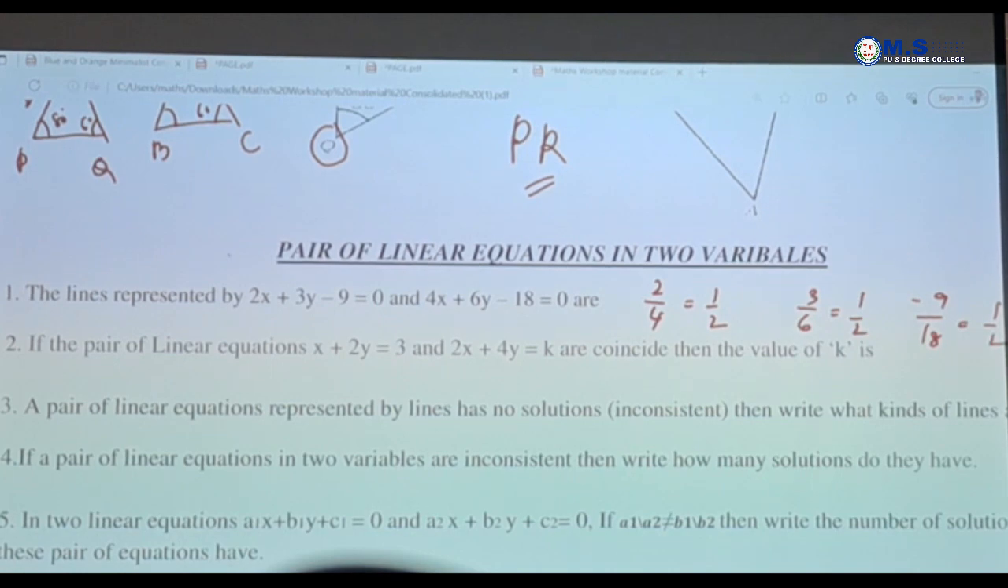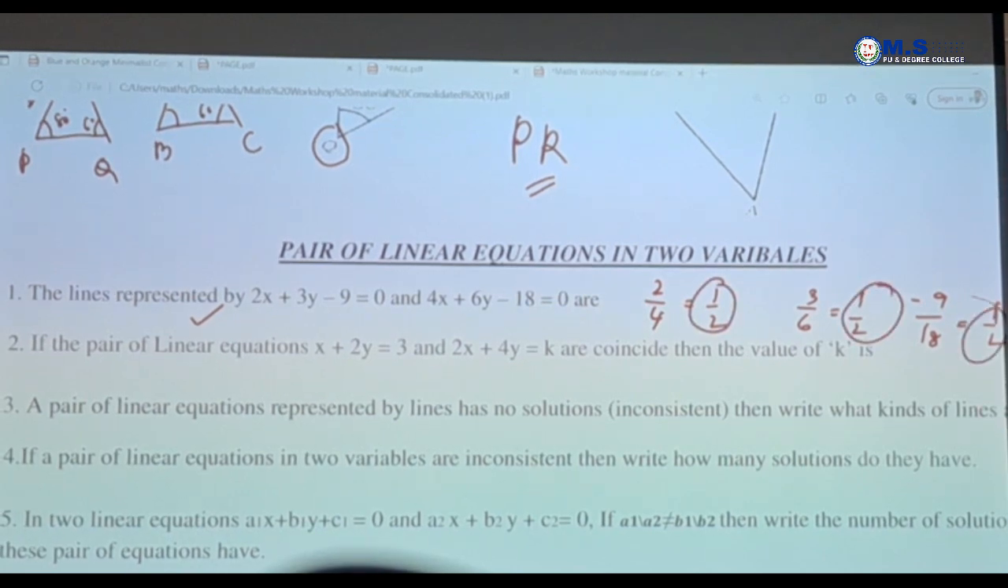So it is a coincident line. So all the ratios are equal. 1 by 2, 1 by 2, and 1 by 2. Okay?